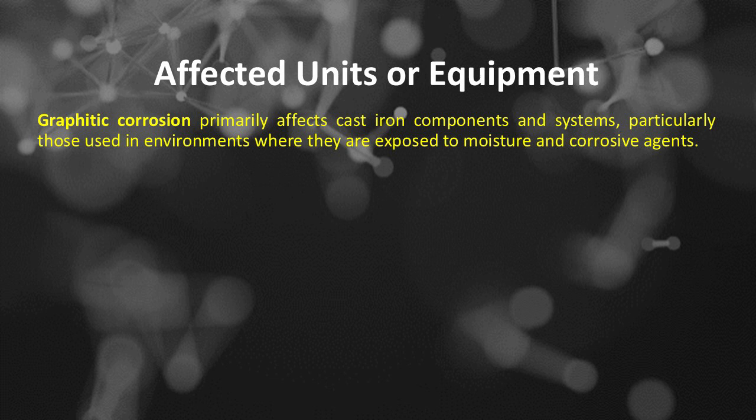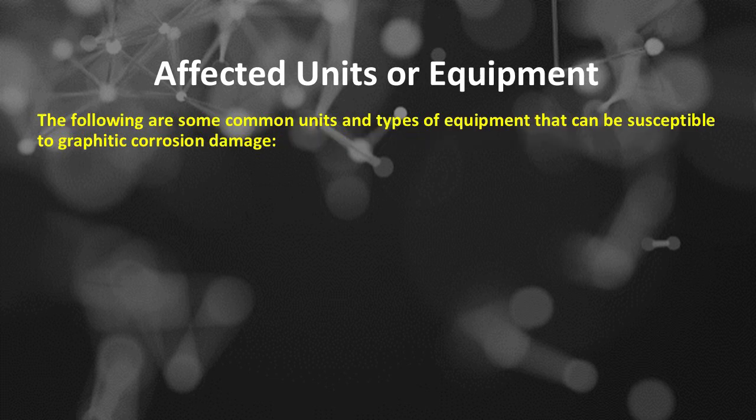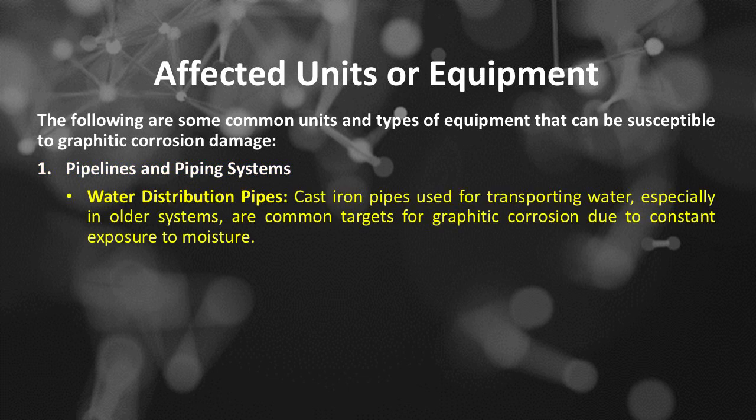Graphitic corrosion primarily affects cast iron components and systems, particularly those used in environments where they are exposed to moisture and corrosive agents. The following are some common units and types of equipment that can be susceptible to graphitic corrosion damage. Number 1 is pipelines and piping systems. Water distribution pipes, cast iron pipes used for transporting water, especially in older systems, are common targets for graphitic corrosion due to constant exposure to moisture.